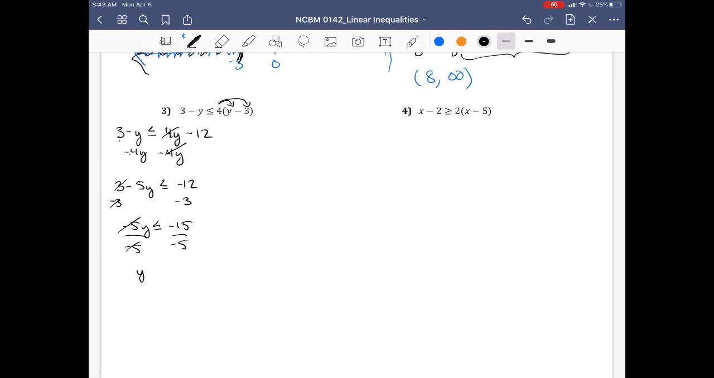So we have y is greater than 3. So y is on the left, and it's pointing towards positive infinity. So my solution is from 3 to positive infinity. If we're going to graph this, this will become 0, 3.